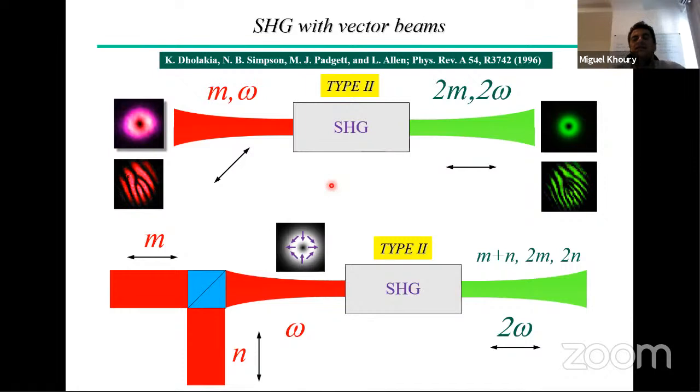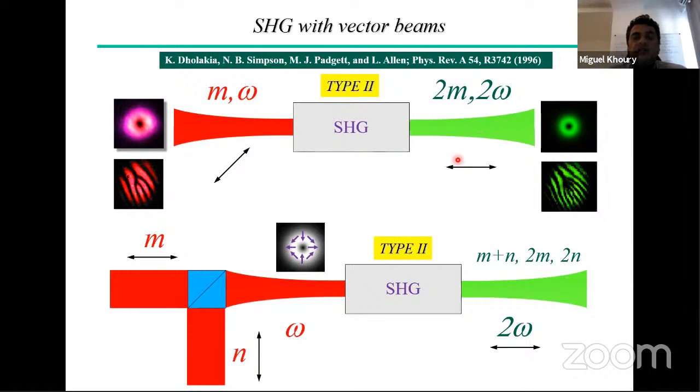However, the interesting thing is that at that time, they didn't explain very well, but they did the experiment with type 2 phase matching. So they were shining a linearly polarized vortex beam, polarized at 45 degrees with respect to the crystal axis. And then they would have both components, horizontal and vertical, both of them with topological charge M, okay?